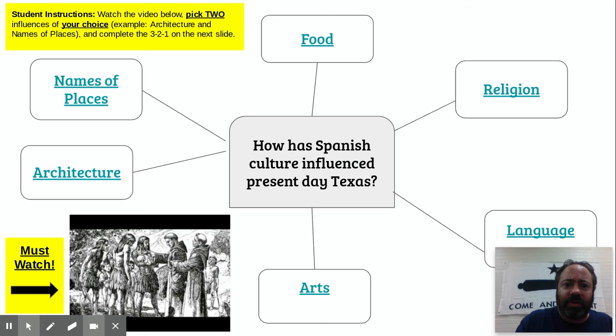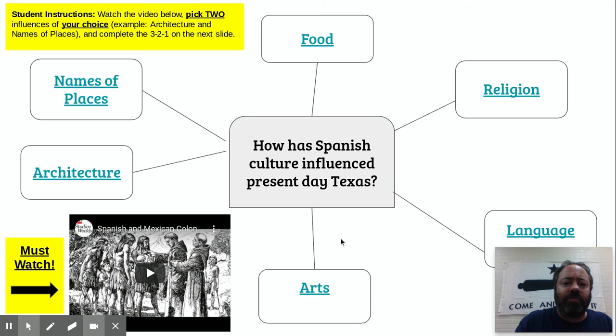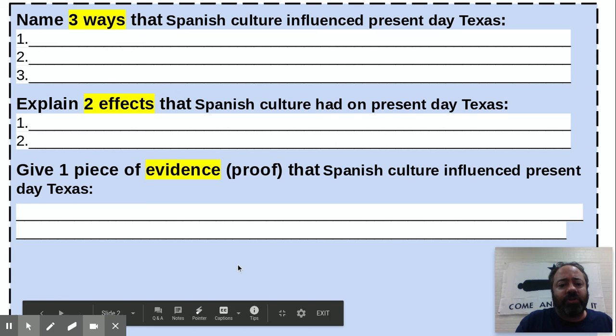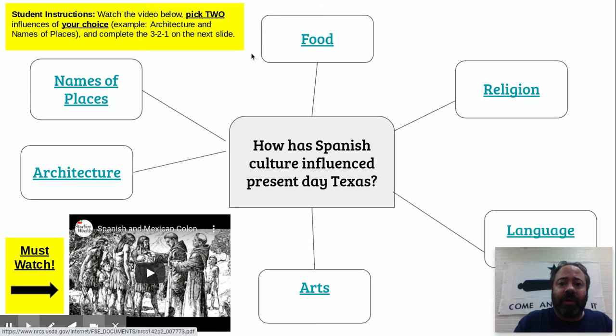So you give me three ways that Spanish culture influenced Texas. Where are you going to get those three ways? Well, you're going to get them from watching the video and picking two of these things right here: food, religion, language, arts, architecture, and names of places. Then after that, you pick those. That's where you get the answers, the effects. Make sure you watch the video. That'll help you. And then the proof, you're going to take the evidence that you find here. You can quote it.